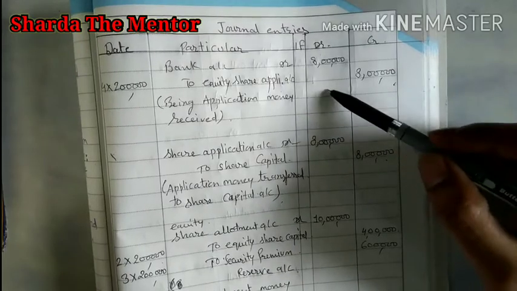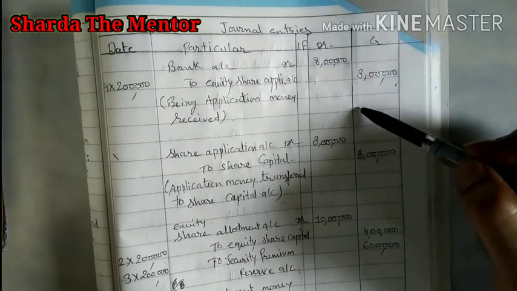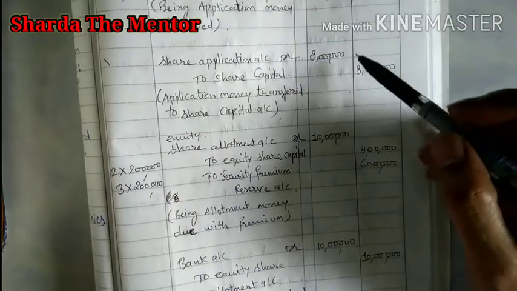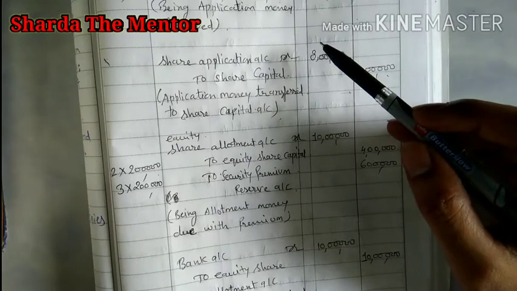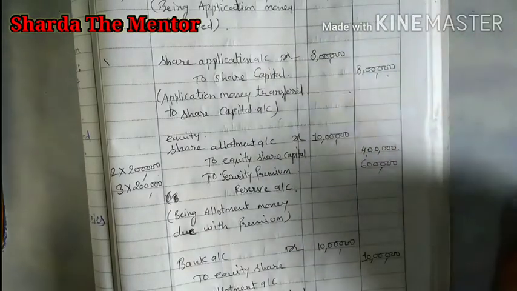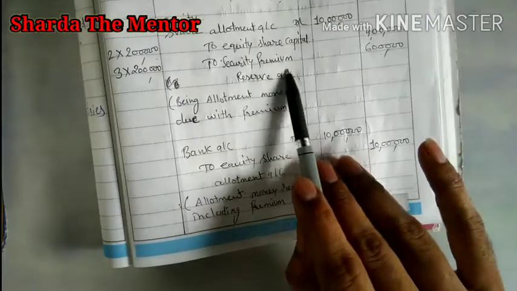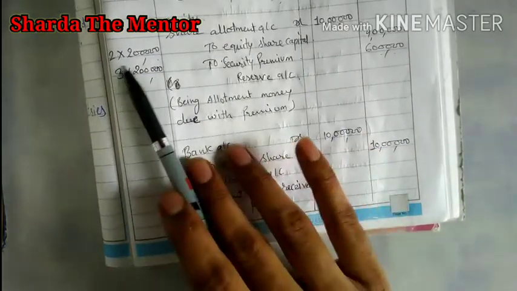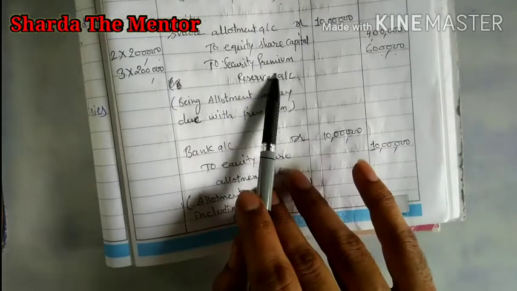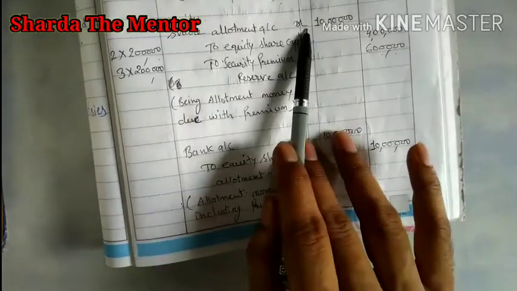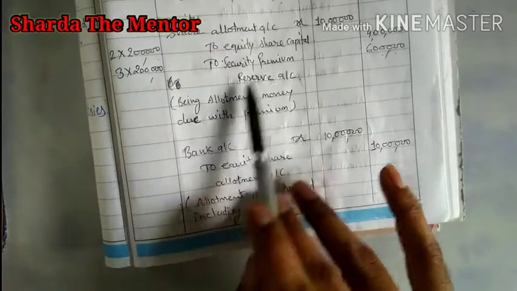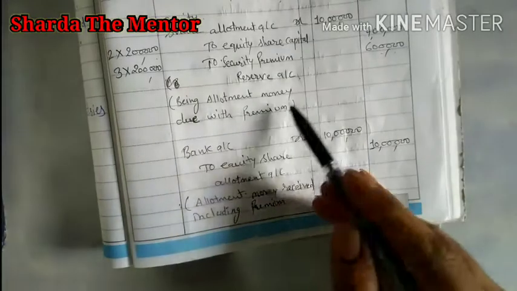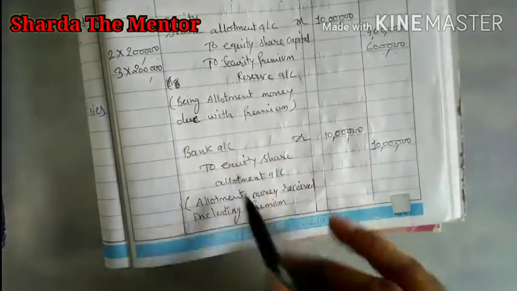The first entry, that is related to bank equity share application, you have already done. Then after, share application to share capital account, value is 4 rupees per share and we issued 2 lakh shares. So 4 into 2, that is 8 lakh rupees. After that, security premium reserve is always credited. So 2 rupees on the equity will be transferred to capital account and 3 rupees will be transferred to security premium reserve. So equity share allotment account debit to equity share capital and security premium reserve. So 6 lakh and 4 lakh, that will be 10 lakh transferred to equity share allotment.